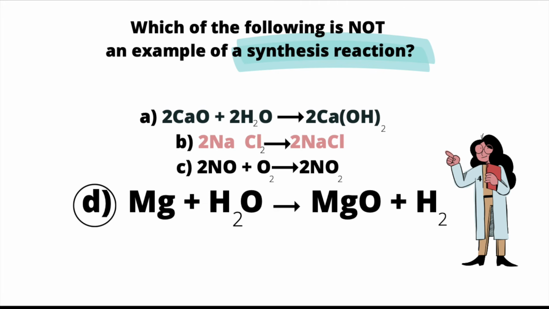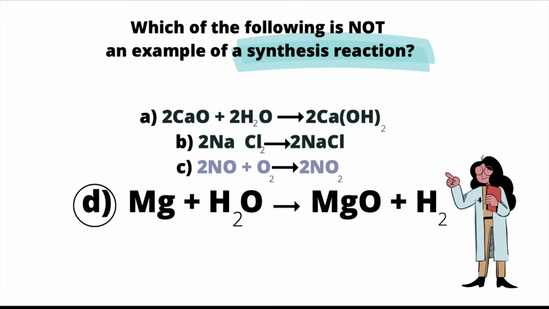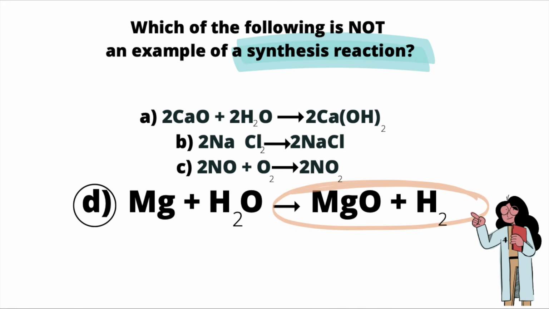Here we have sodium and chlorine that have combined to make sodium chloride. This is also a synthesis reaction. Here, NO and O2 have combined to make 2NO2. This is also an example of a synthesis reaction. Lastly, we have magnesium plus H2O yields MgO plus H2. Here there is no combining of any compound or elements. So this is not an example of a synthesis reaction.